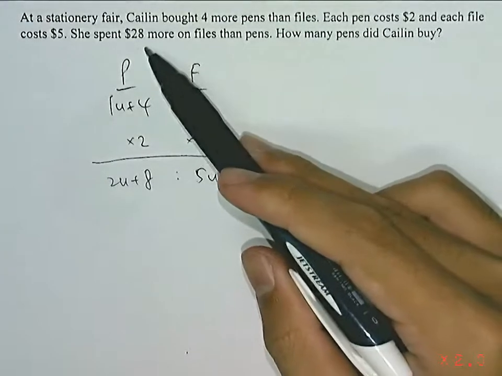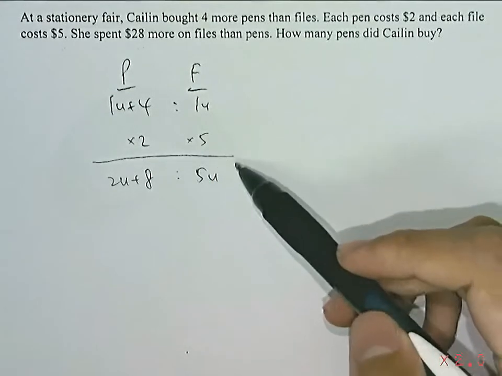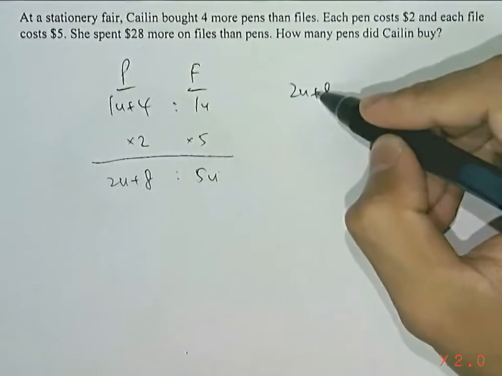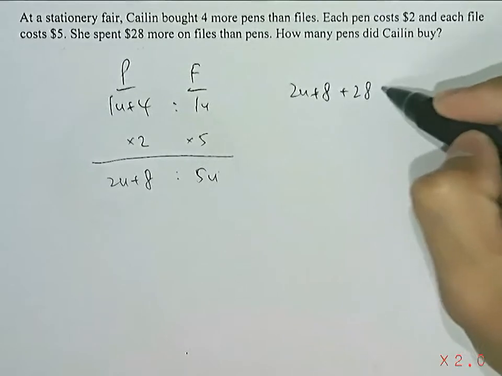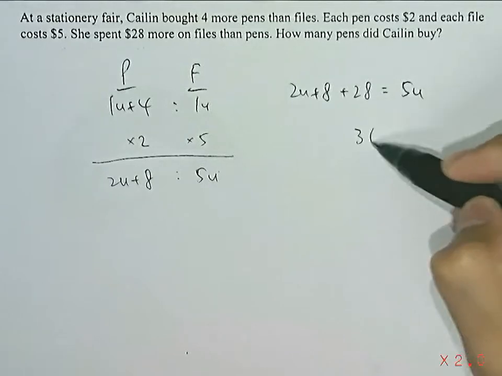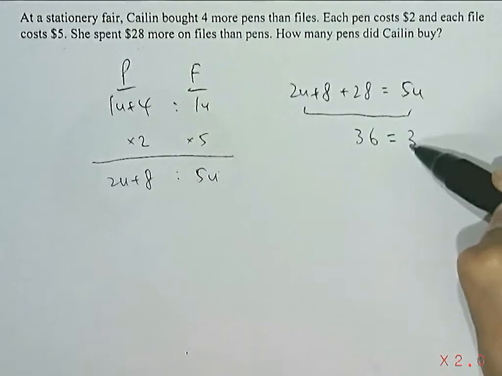Now, the question tells us that she spent $28 more on the files than on pens. That means that when we take the amount spent on the pens, this is 28 short of the amount spent on the files. So adding 28 to this, it will then be equal to the amount spent on the files, which is 5 units. So 8 plus 28 would be 36, which is the difference between 5 units and 2 units, so that's 3 units.